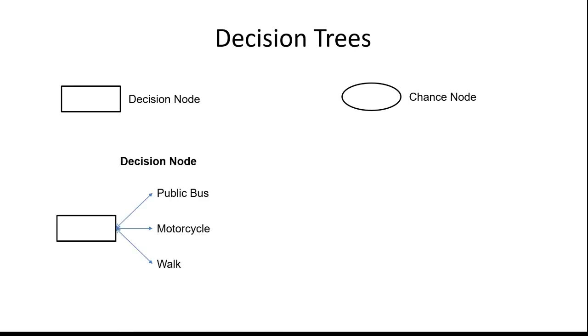For example, in the case of a decision node, if one of you wanted to come to class from your home, you might have a couple of options. Hypothetically, let's say that you could either take the public bus, the motorcycle, or you could walk. Out of the three options, you might decide to take the motorcycle, and you have full control over that. This is not based on probability, but on whichever outcome best suits your needs, or is basically what you want. So you have the full power to decide which option to select.